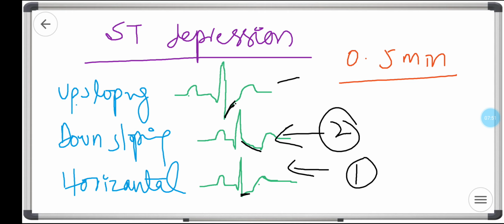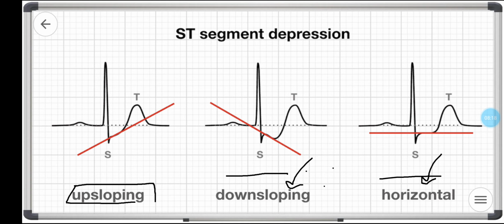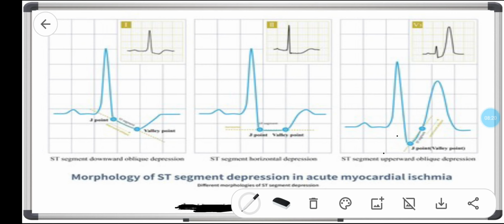Let me show you this upsloping, downsloping, and horizontal in a real ECG strip. Here you can see clearly, okay, this is an upsloping ST depression. This you find in SVT sometimes, okay, when the heart rate is too fast. That's why it is the least specific. Then it's downsloping, okay, and it's horizontal. The horizontal has the least error rate, followed by the downsloping.